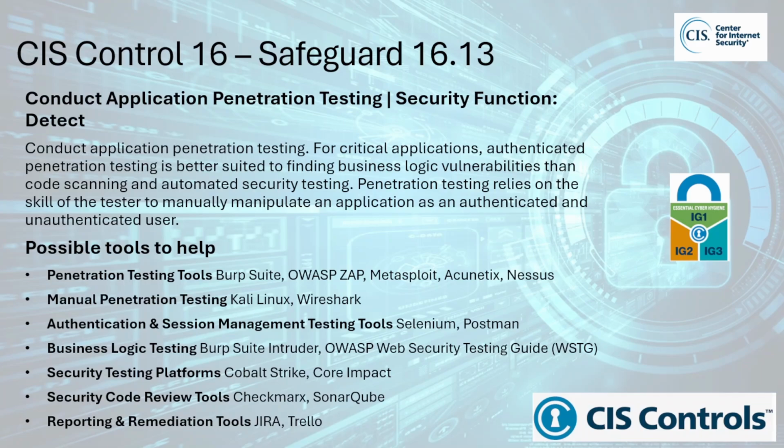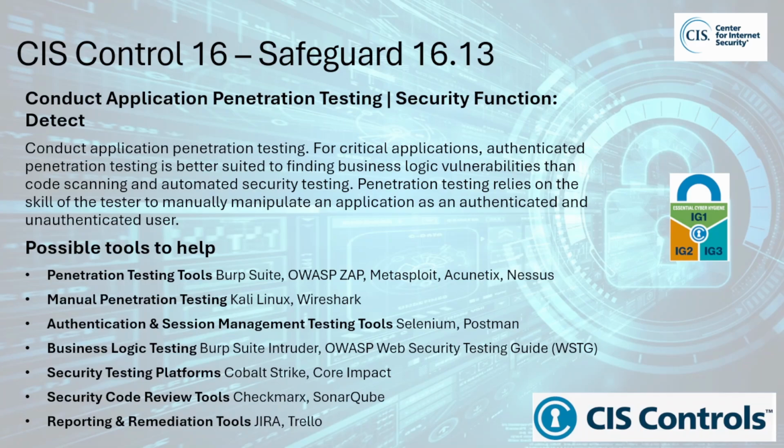Why is this safeguard important? Penetration testing is crucial because it goes beyond basic vulnerability scanning and automated tools to assess the real-world effectiveness of an application's defenses. Automated testing tools may miss complex vulnerabilities that only a human tester can identify by actively interacting with the application. For critical applications, authenticated penetration testing can reveal issues in how business logic is implemented and exposed, which could potentially allow attackers to bypass security controls or exploit flaws to gain unauthorized access or manipulate data. Conducting regular penetration tests is vital for identifying vulnerabilities before malicious actors can exploit them.